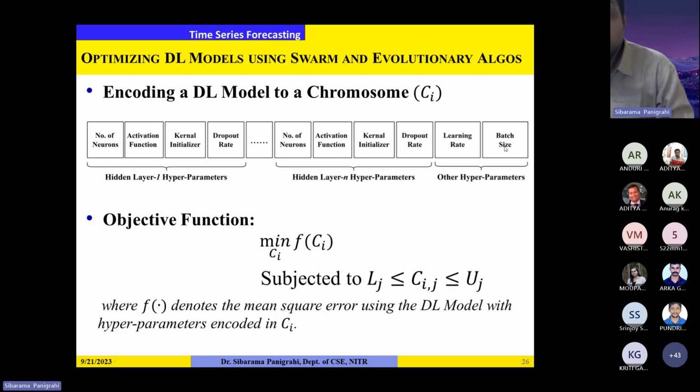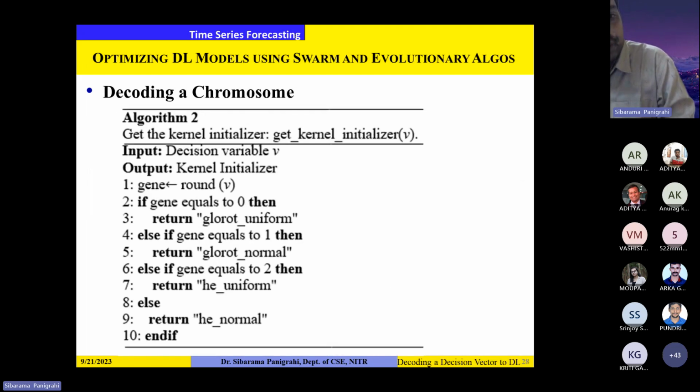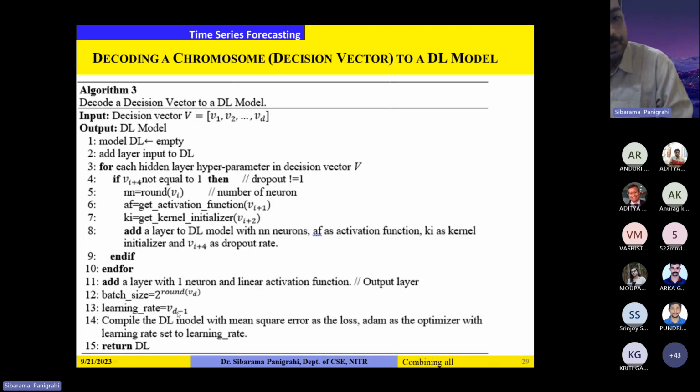But batch size should be a power of 2. It can be 2, 4, 8, 16, 32, 64, 128, but it should be a power of 2 for the optimization process. So what I have done here, learning rate we have kept as it is, whereas for batch size we are taking 2 to the power round of VD. It means whatever the batch size chromosome contains, let's say it contains 3.15, what is the round of value? It will be 3. So 2 to the power 3 will be 8. So the batch size will be kept as 8.